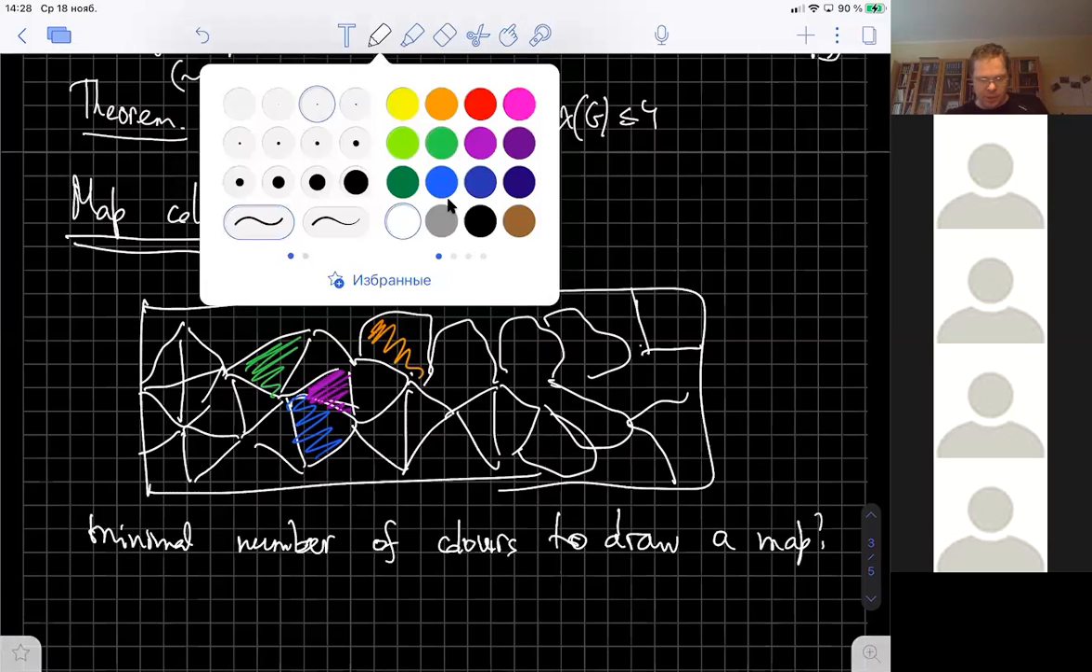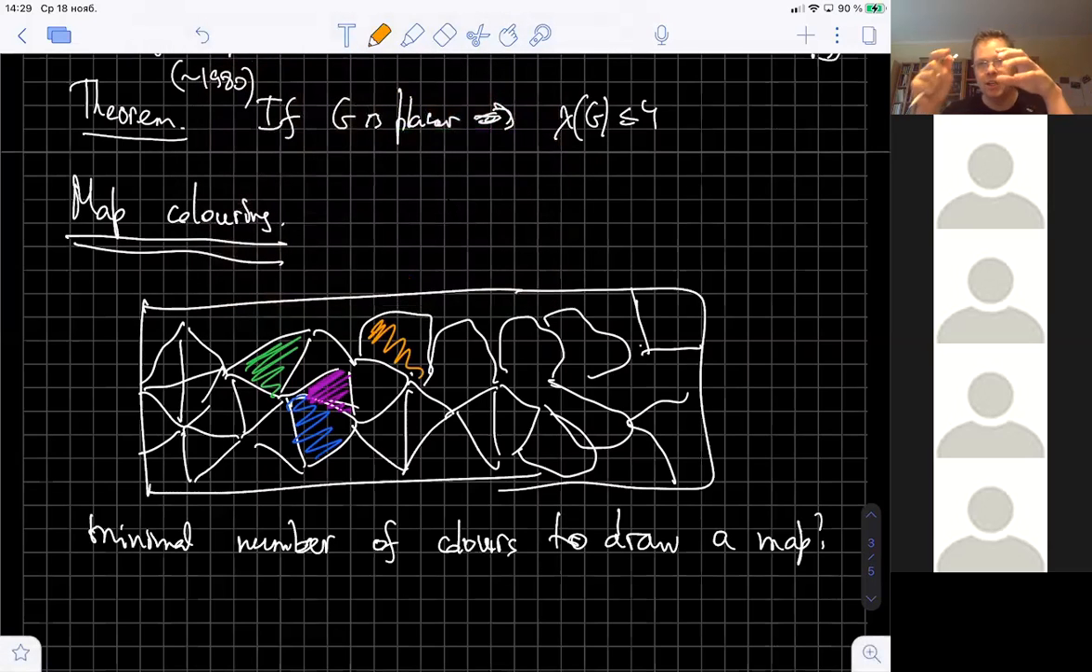Of course, we need to give some restrictions. For example, each country must contain only one face. So we cannot have one country have parts in different places. It should be a connected area on the plane. Because if one country has different connected parts of the plane, then we can use as many colors as we want, 10,000 colors, and we cannot give fewer. It is not very hard to see.